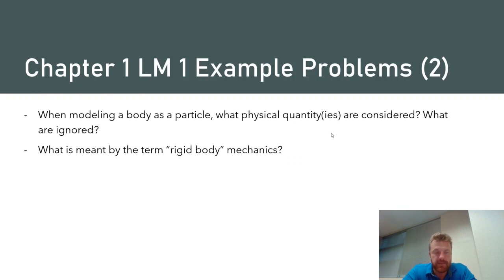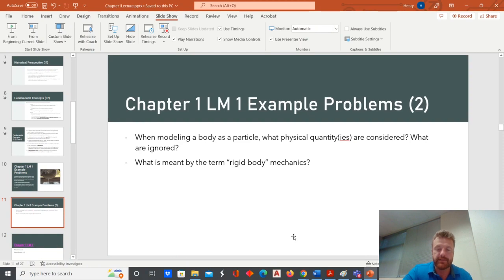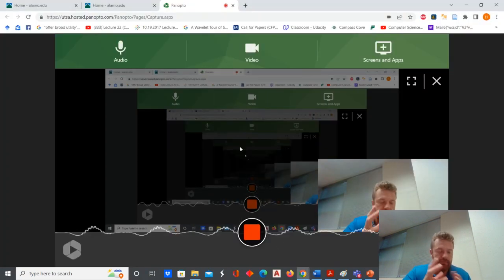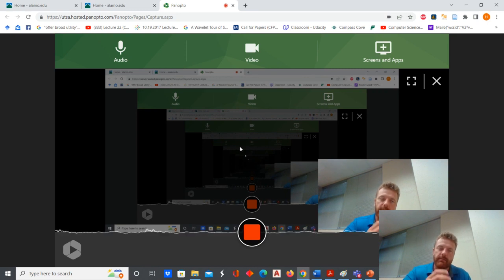Some other example problems, just to hit some points home. When you're modeling a body as a particle, what physical quantities are considered and what are ignored? Well, in a particle model, you consider the mass, but you ignore the physical dimensions, and it doesn't necessarily mean that it's small. And rigid body mechanics, just to go over that again, just means that under a given loading condition, a body is not deforming to any reasonable amount. It's not changing its shape to an amount that would actually influence the results of our analysis.